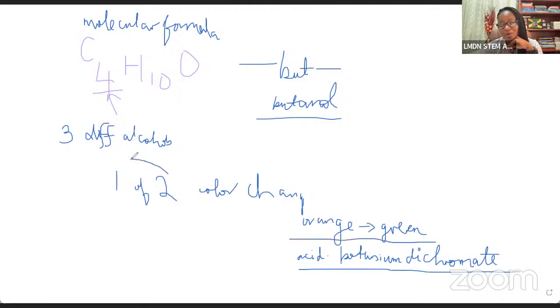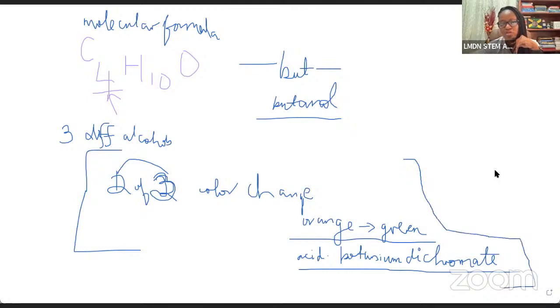And the fact that only 2 out of the 3 of them gave us that color change says a lot about the structure of the alcohol, right? So yeah, please talk to me. Jules, you're awfully quiet. To test for sulfur dioxide.